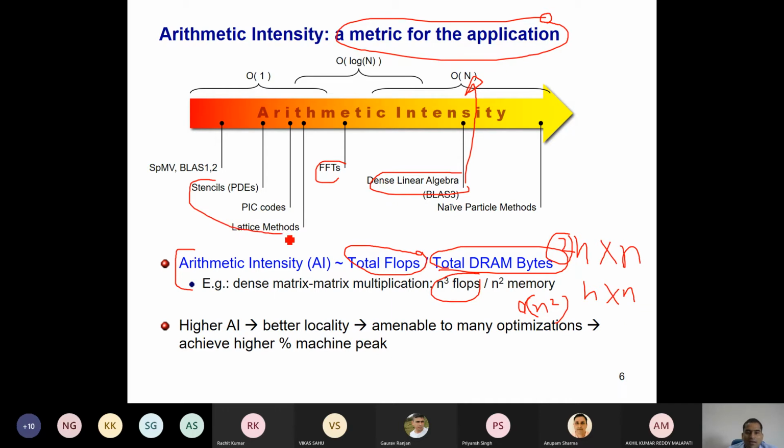I don't know much about these types. Stencil I know, but right now I will not explain this. These two I don't know.